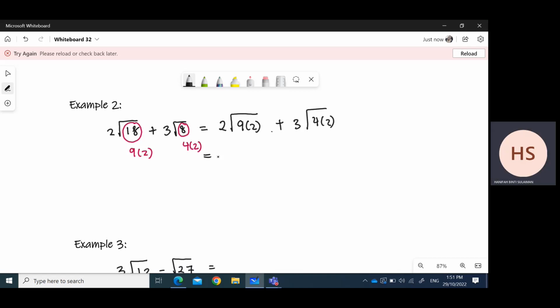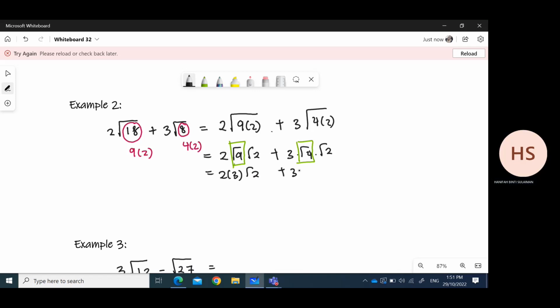Okay, so based on the rules, we can split it off. Then here we have 2 times square root of 9 times square root of 2, plus 3 times square root of 4 times square root of 2. Okay, so for 9 here, we can solve it. Square root of 9 is equivalent with 3, and square root of 4 is equivalent with 2. Okay, so now we have 2 times 3 times square root of 2, plus 3 times 2 times square root of 2.